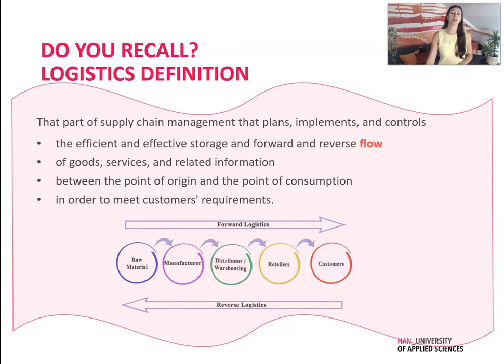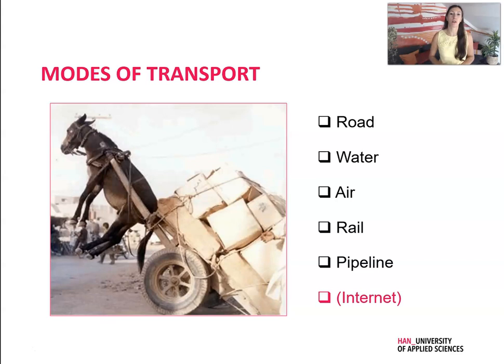But to start, let's talk about the different types of transportation modes, at least the most common that we have today. And these are road, water, air, rail, pipeline, and then finally there's also the internet. Let's go review each of them individually.